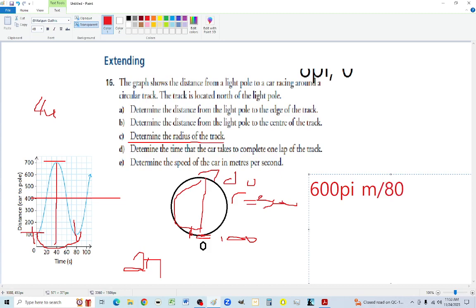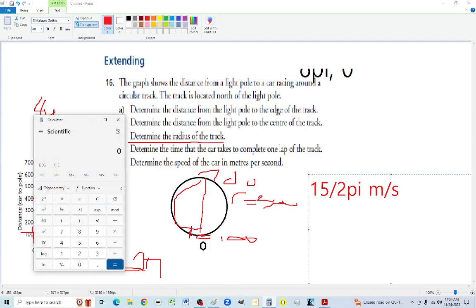Well, let's cancel out some of the things. Zeros, both divided by 10, 60 over 8. Both divided by 4, 15 over 2. So if we were to put it in terms of pi, it's 15 over 2 pi meters per second. But that doesn't really help us too much. So we would actually just take the 15 and divide it by 2, and multiply it by pi, and we'd get this many meters per second.